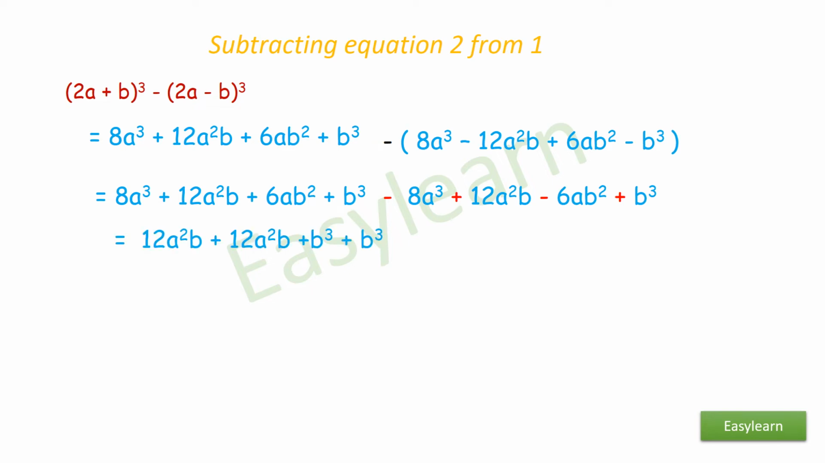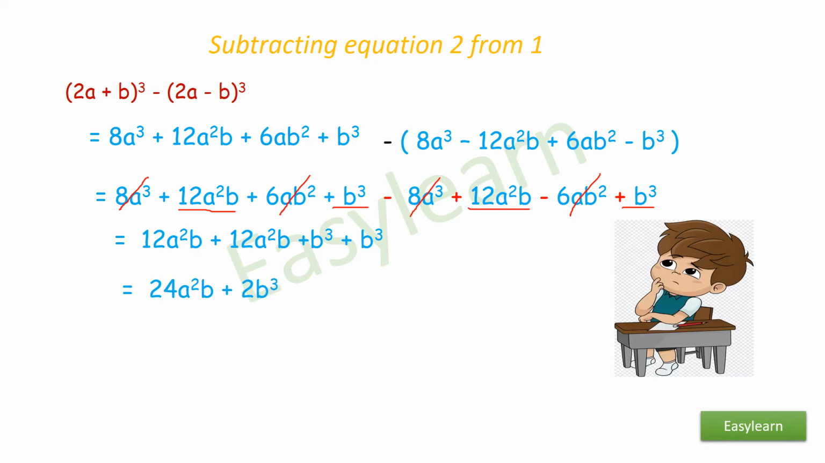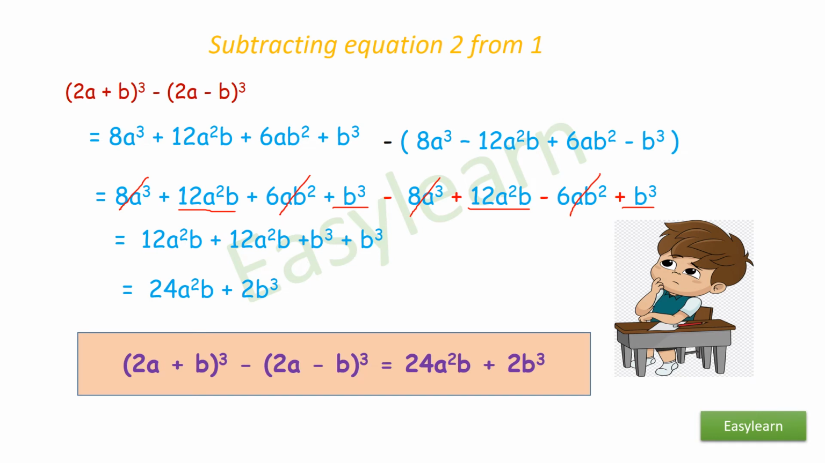Which is equal to, now this term and this term gets cancelled, this term gets cancelled. So you have 12a square b and 12a square b, b cube and b cube, which is equal to 24a square b plus 2b cube. Therefore the final answer is 2a plus b the whole cube minus 2a minus b the whole cube is equal to 24a square b plus 2b cube.